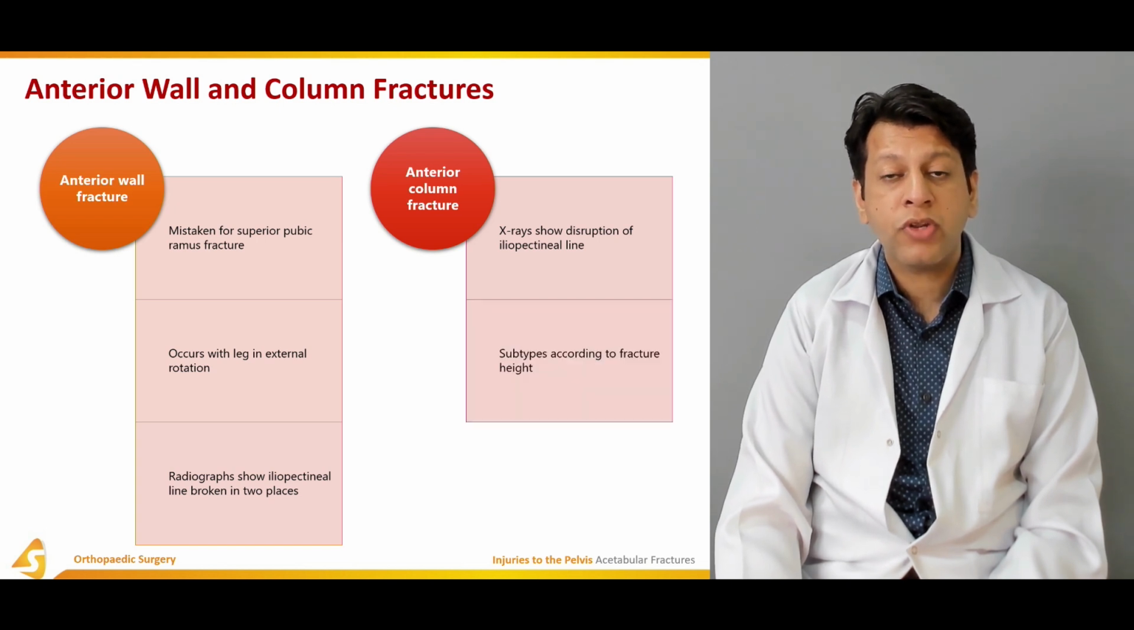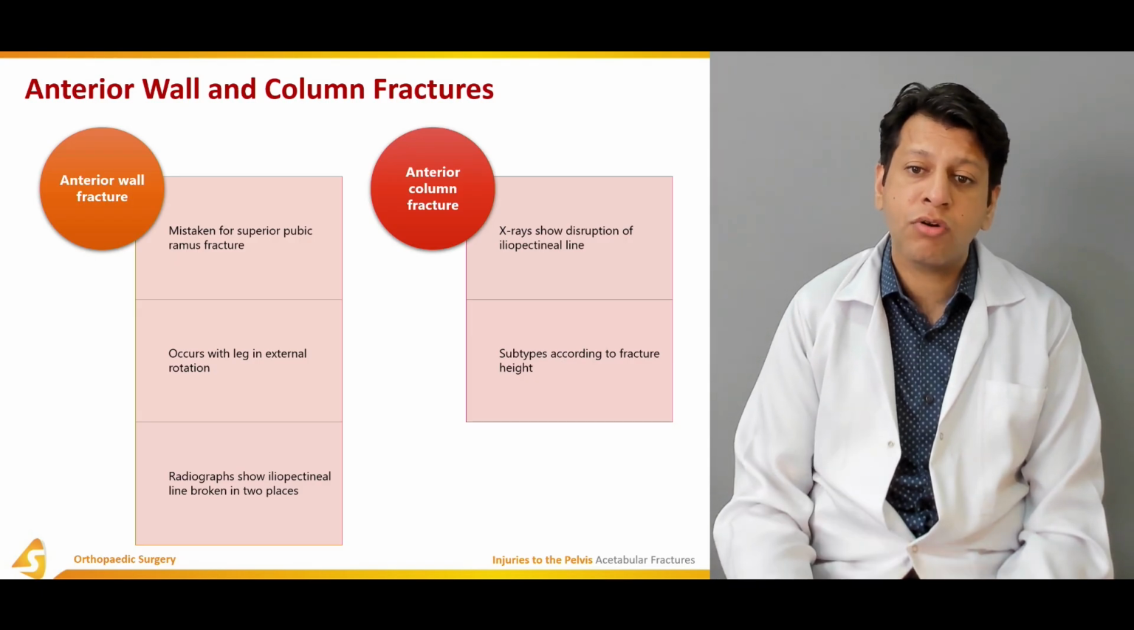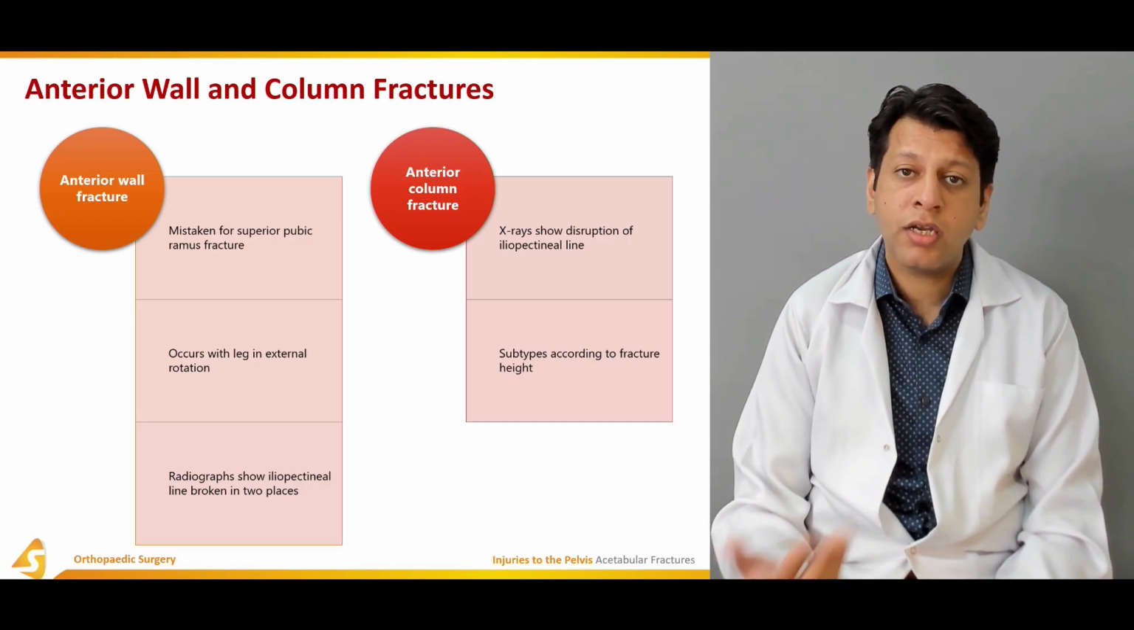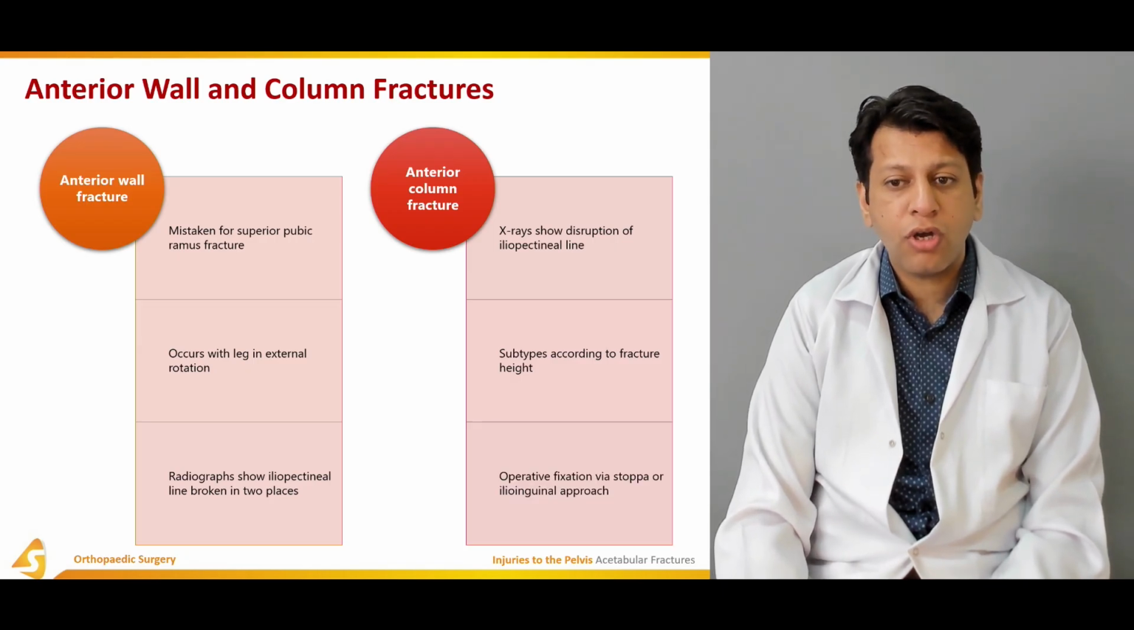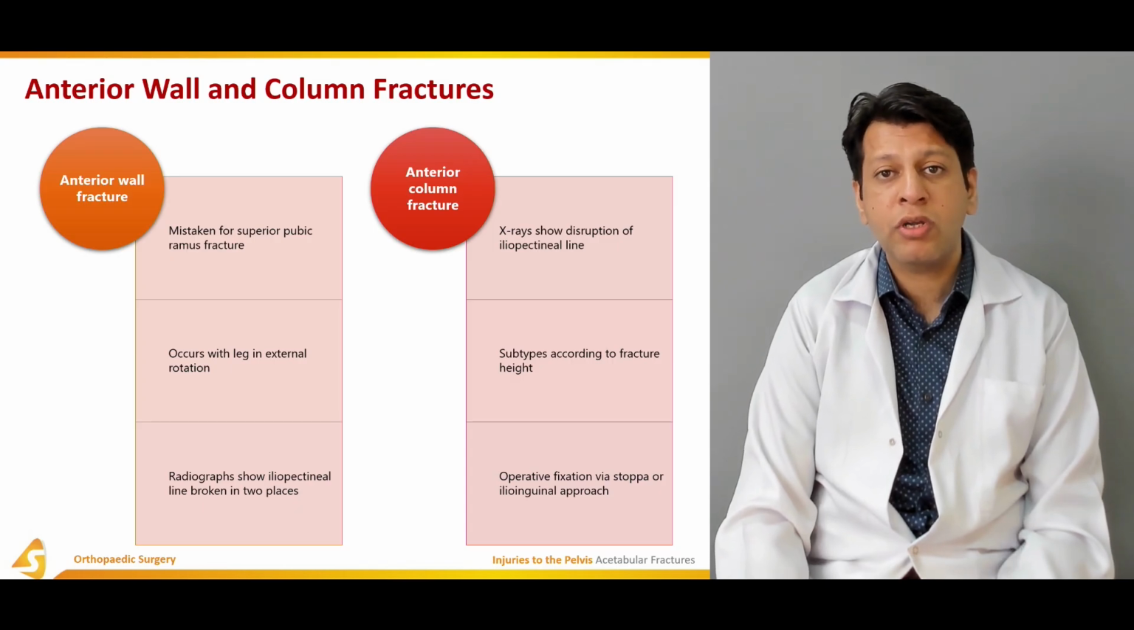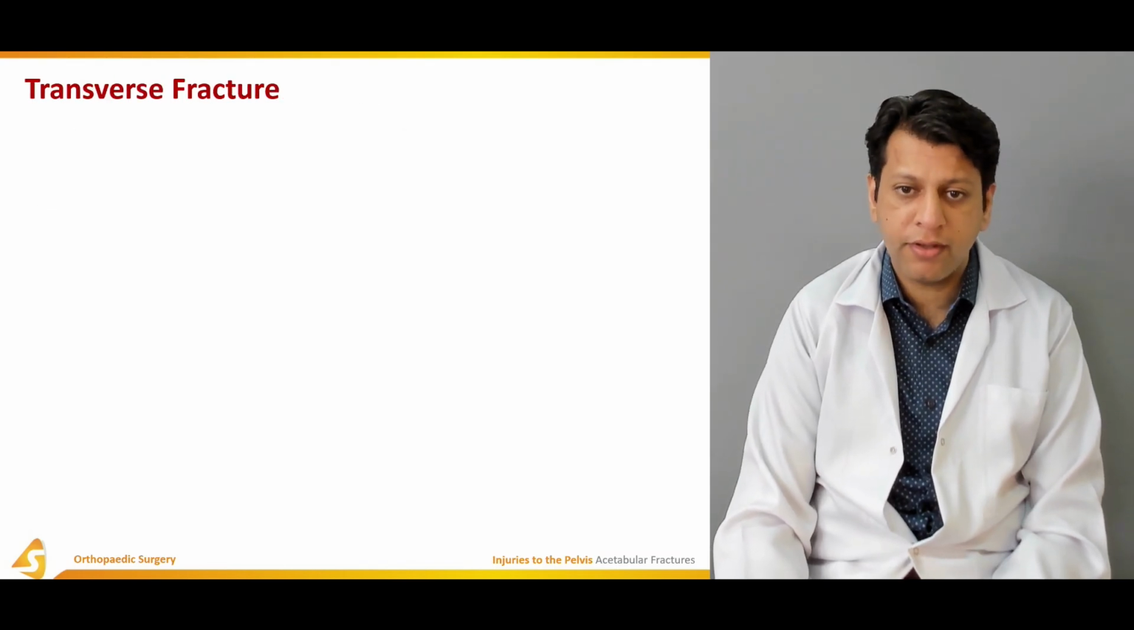Subtypes are according to the fractures. There may be an associated anterior column with anterior wall, or anterior column with posterior hemitransverse fracture may be present as well. Usually the operative fixation is via the Stoppa or ilioinguinal approach. The ilioinguinal approach is usually more preferred.